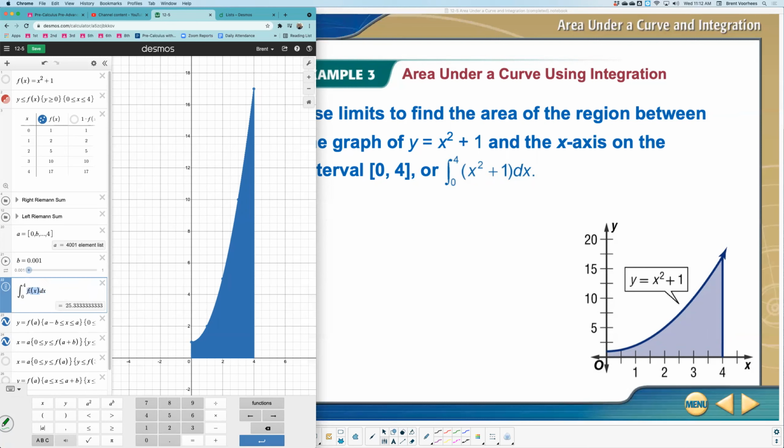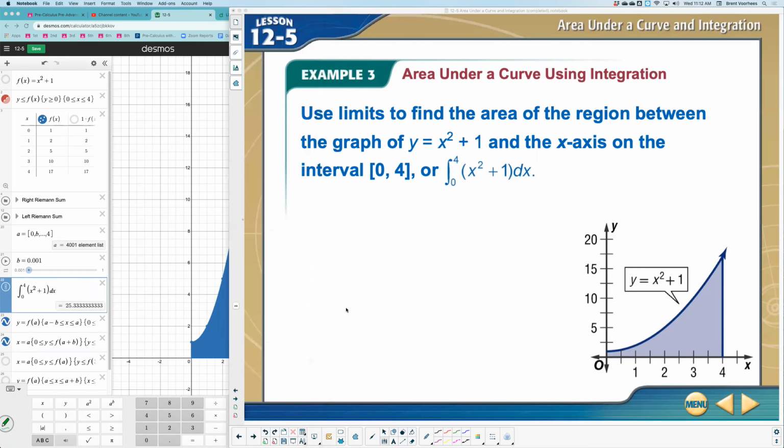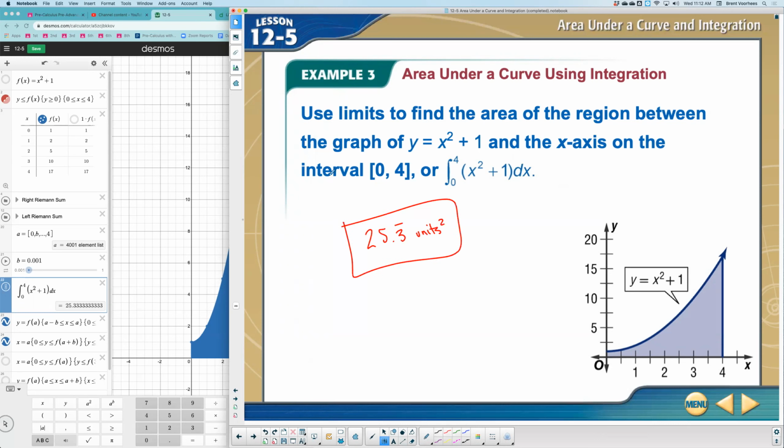But if you don't want to type in f of x, in case you don't have everything typed in, the equation was x squared plus 1. It was just like number 2. Example 3 is the same equation that we had in example 2. And you see the exact area is 25.3 repeating units squared. Now remember, when we came to example 2c, we estimated that it was 26 units squared, so we were still a little bit over, but this is the exact answer here using the integral.